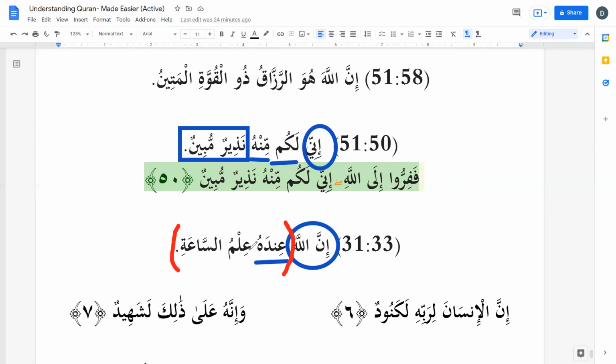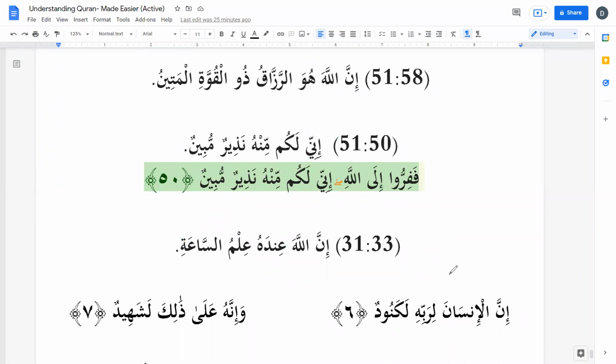So indahu is the khabar for this smaller jumlah ismiyah, and ilmu sa'ati is the mubtada for this second smaller jumlah ismiyah. Okay. So, alhamdulillah, so far we did so many sentences in our exercise portion. Let me clear all drawings and then we do this one. Yes.